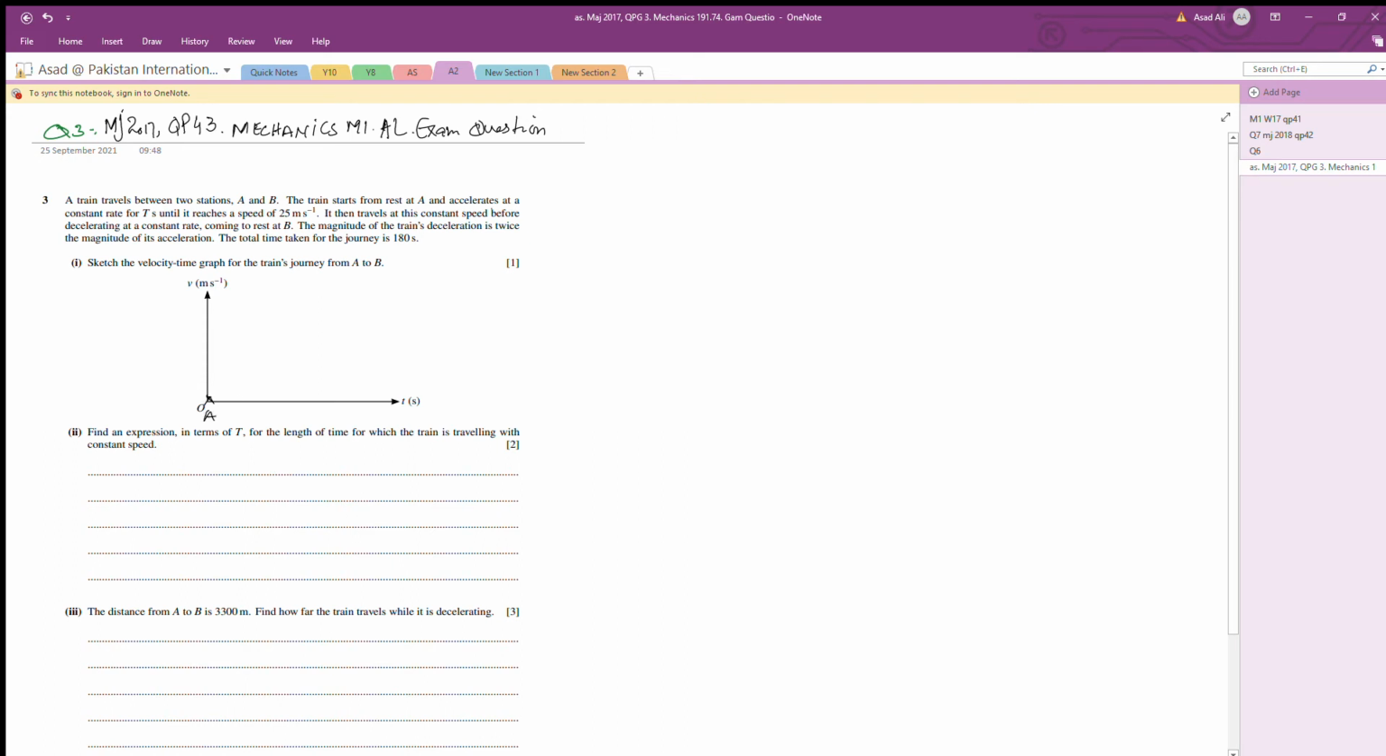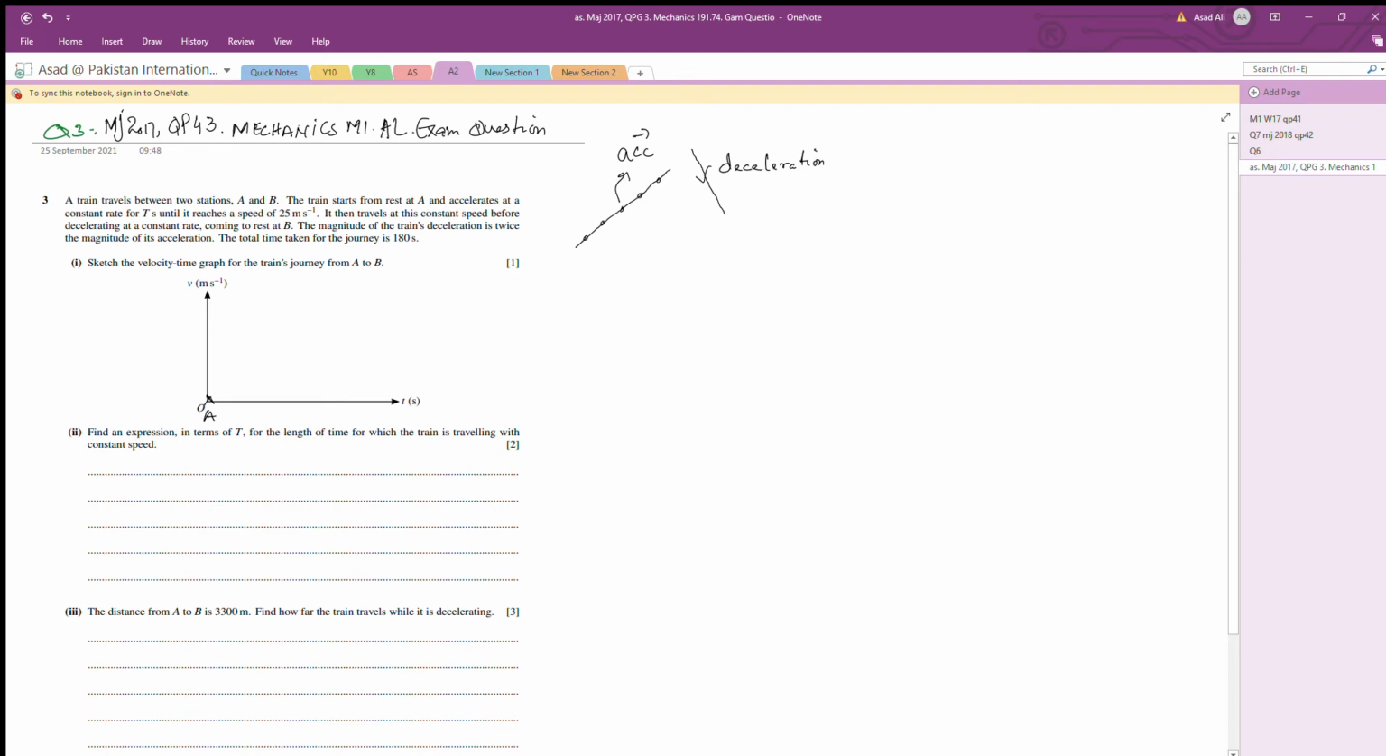Now, it accelerates at a constant rate. Constant acceleration means the acceleration at this point, this point, this point is the same. So this is basically the example for constant acceleration. This way it is acceleration, and if the body is moving the other way, then it's deceleration.